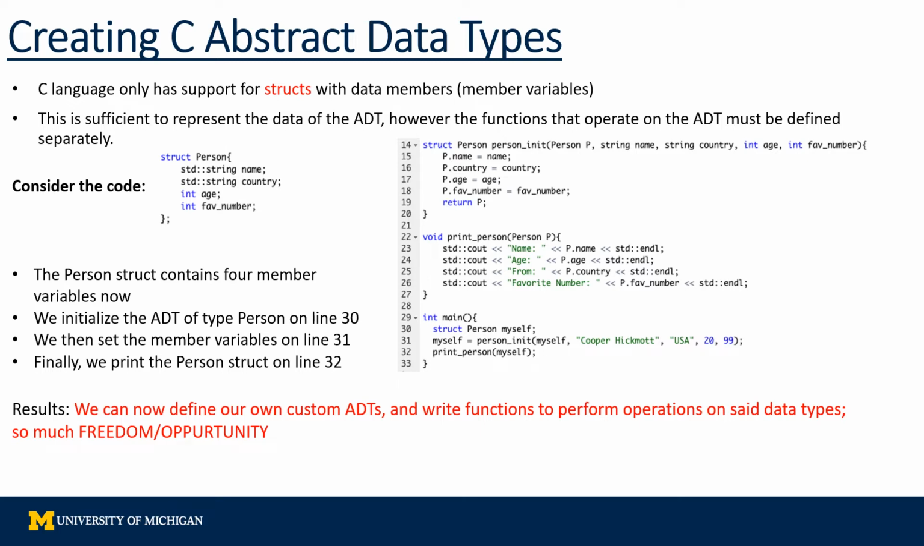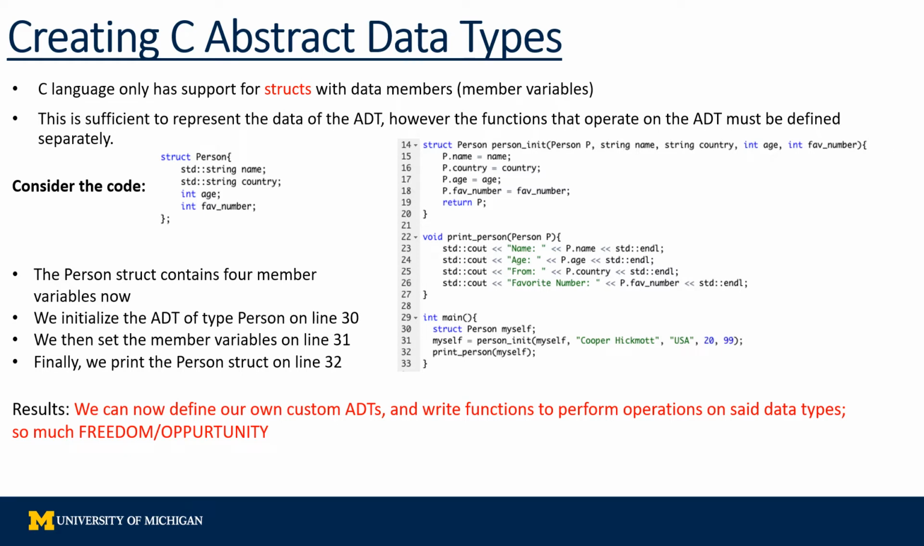So the way you actually do that is with that dot notation. So p.name is accessing the member variable name in that p person object, and then it's set equal to the input name, as well as the rest of those member variables, such as country, age, and favorite number. So void print person is going to intake a person p object, and then it's just going to print to standard cout the name, age, where they're from, and what that favorite number is of that object.